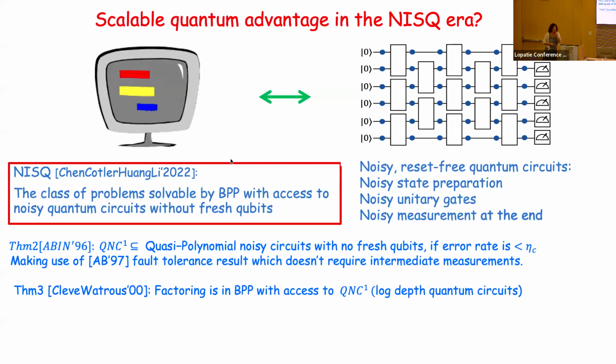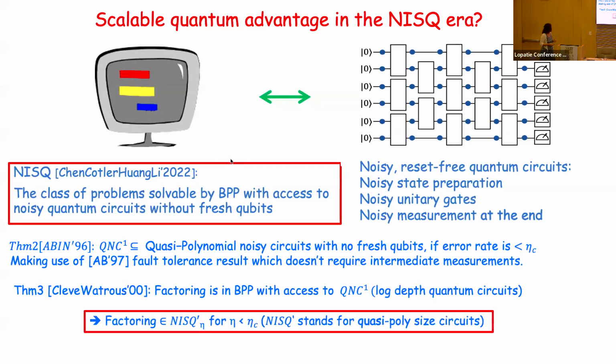The other theorem, which I reminded you, is that factoring is in BPP with access to log depth circuits. This is another very beautiful paper by Cleve and Watrous. And together, this basically shows that factoring is in NISQ prime, where prime stands for quasi-polynomial size, with eta, the noise rate, less than the fault-tolerant threshold for NISQ devices, meaning a threshold without adaptive measurements.